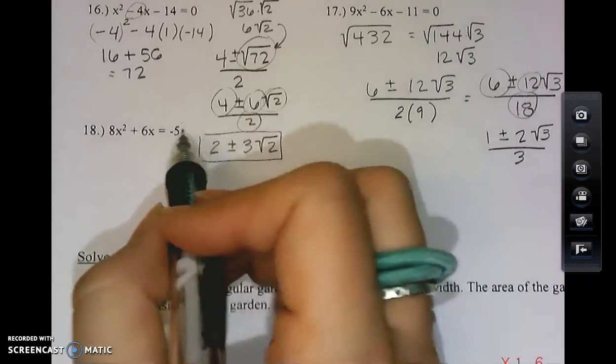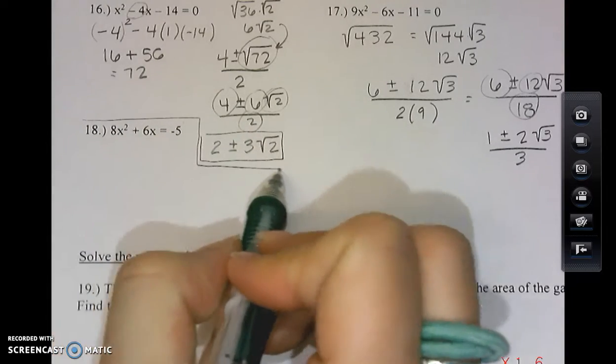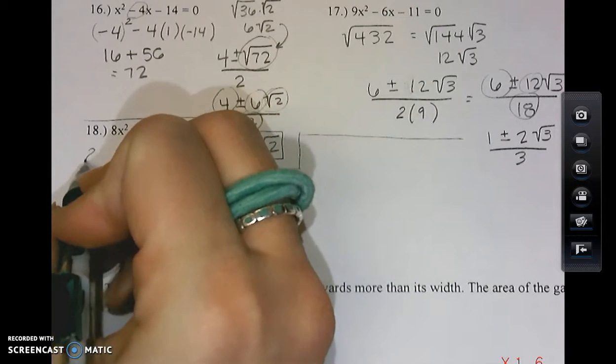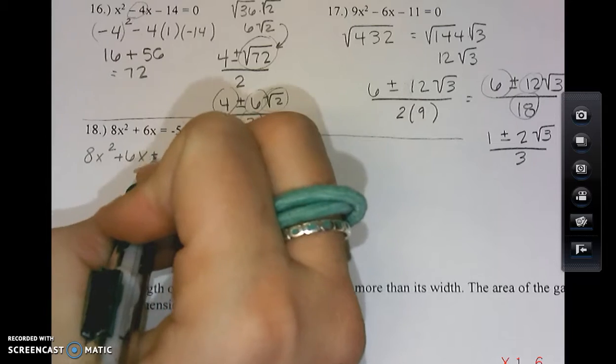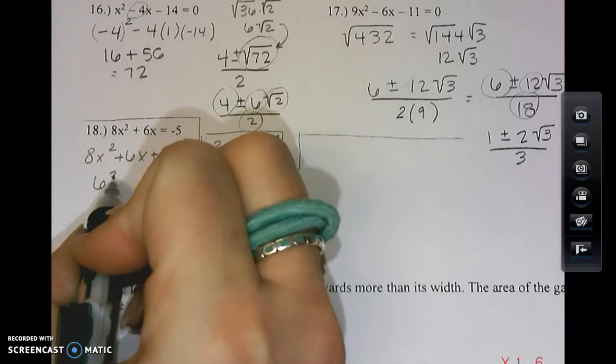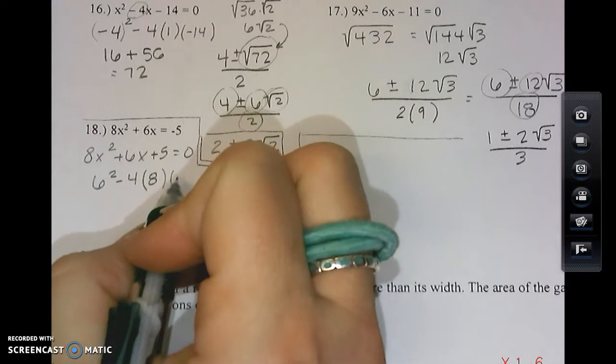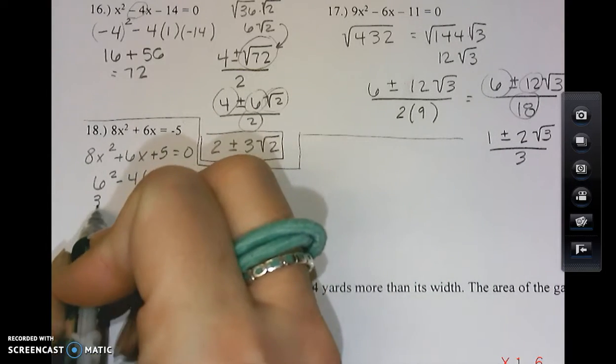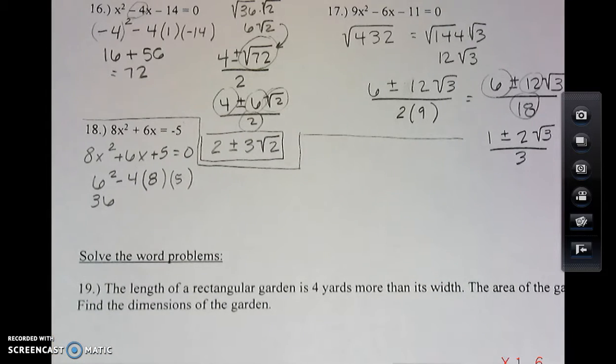For 18, remember we always have to have these equal 0 first. Sketch this out so we have some room here. All right, so in order to make this equal to 0, we're going to make this 8x squared plus 6x plus 5 equals 0. We just added 5 to both sides. So I'm going to do b squared, so 6 squared minus 4 times 8 times 5. So when I do that, I end up with, this is 36, and then 4 times 8 is 32. Right? And then we have to take 32 times 5. And let me get my calculator here.